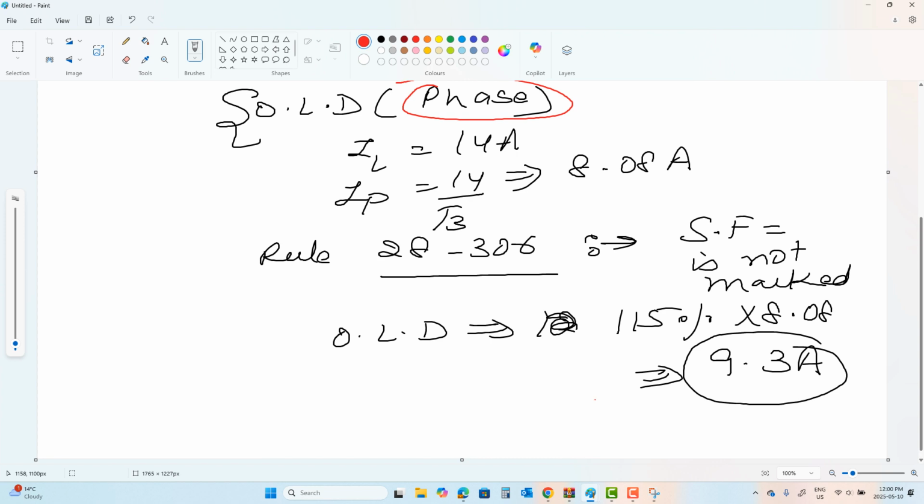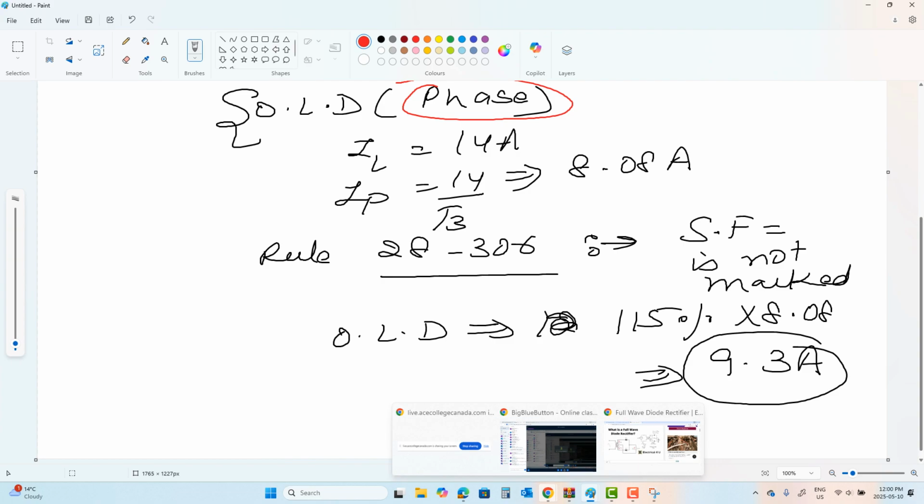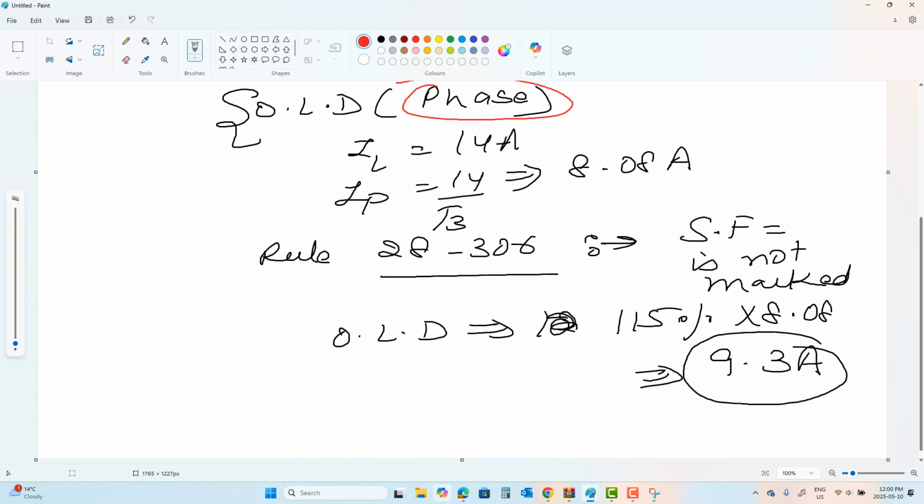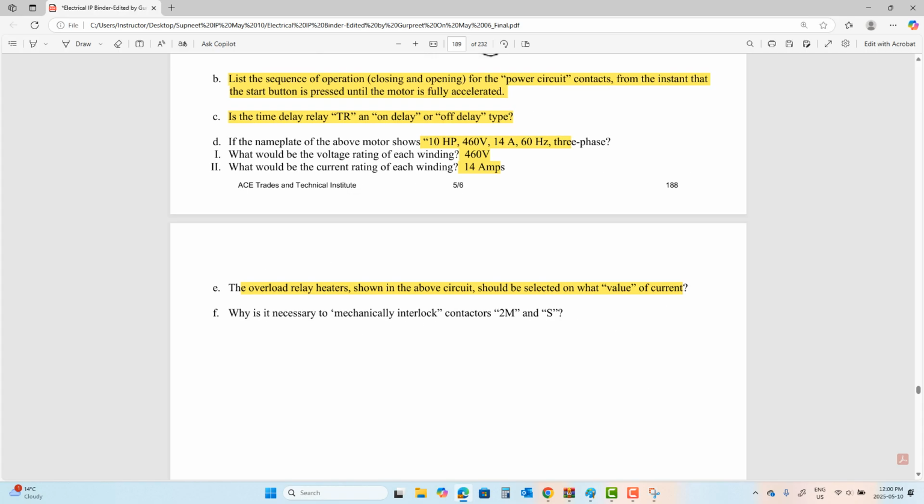Okay, the last question in the list that we wanted to do is, why do I need to mechanically interlock? Otherwise they're going to burn the motor. Because when S is working, 2M cannot work. It's like a garage door, right? I explained it to you. If they are bringing the starter in, you cannot kick the starter out at the same time. The motor has to bring them in, do its jingle for the first 10, 20, 30 seconds, and then kick them out. That's why they have to be mechanically interlocked.